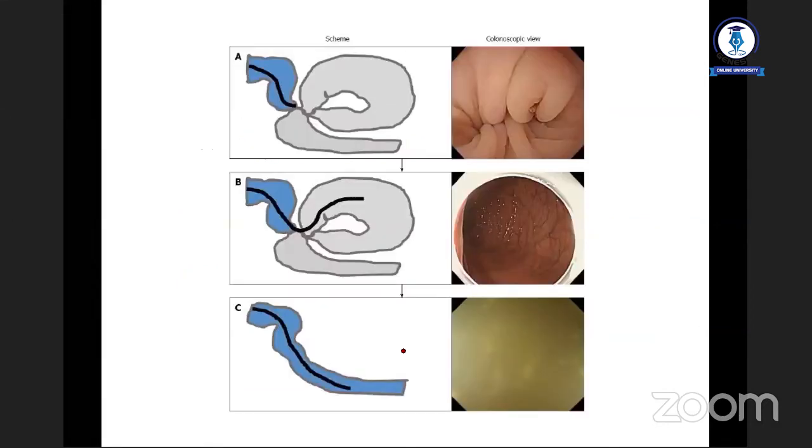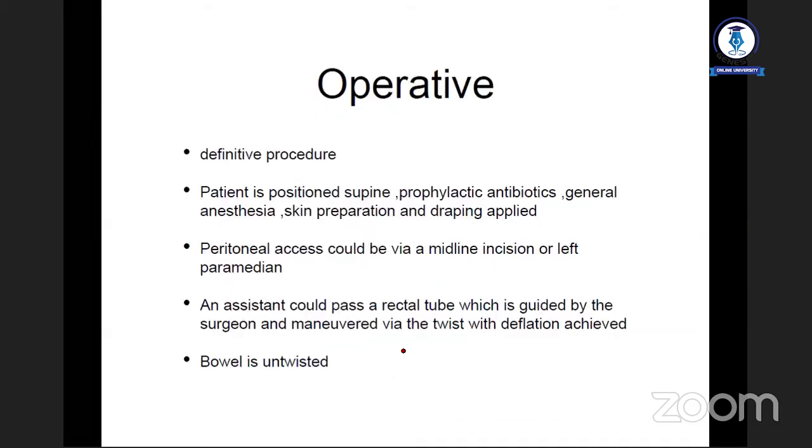So this is a picture of how detortion is taking place. This is an endoscopic detortion. Operative. It's very important. A definitive procedure. A lot of procedures are being done, but the definitive procedure is actually resection and anastomosis. Resection, anastomosis can be done or sometimes not done, but resection is something that must be done of the twisted segment. So we put the patient in supine. These are not very important. You don't have to know all these things.